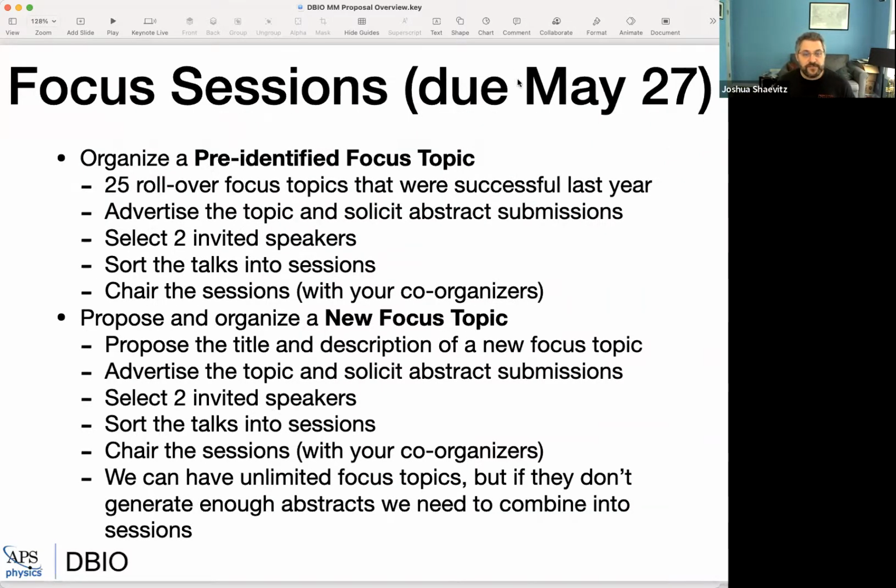So in a few weeks, May 27th is when these proposals have to be in. You don't have to have secured any speakers. This is much more about you thinking about topics, finding co-organizing partners, and thinking about how you might advertise. There are two things you can go through. As I said, there's a pre-identified one for the 25 rollover topics, or you can propose a new one.